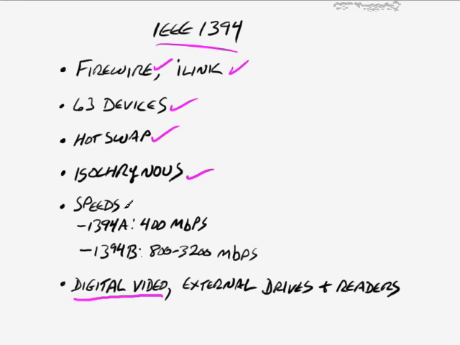And then the speeds for this. How fast can it go? Well, the original standard was IEEE 1394A. This allowed us 400 megabits per second. 1394B, which is the more current standard, allows for up to 3.2 gigabits per second, or 3200 megabits per second. Again, this is very good for digital video, and it's also very suitable for external drives or readers of various types.